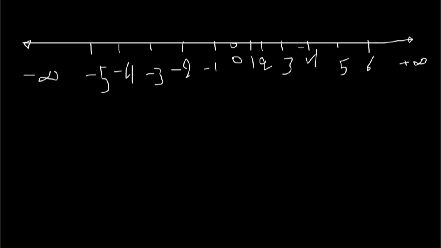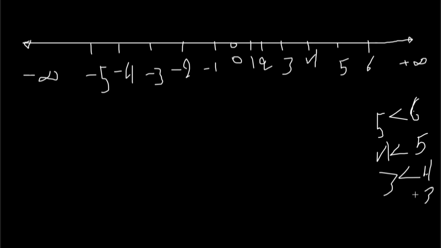We say that as we move from 0 to the right, numbers increase. For that reason, 6 is larger than 5, then 5 is larger than 4, then 4 is larger than 3, then 3 is larger than 2, then 2 is larger than 1.